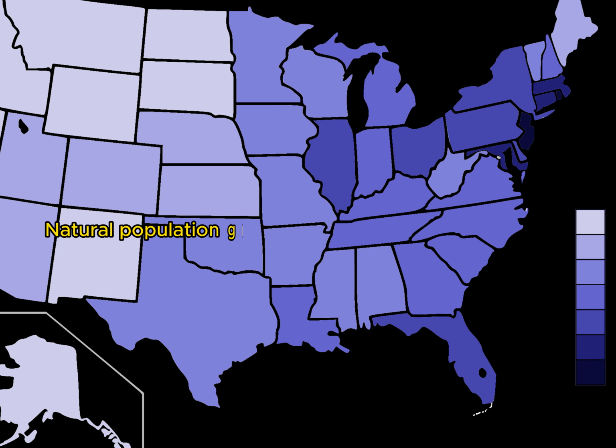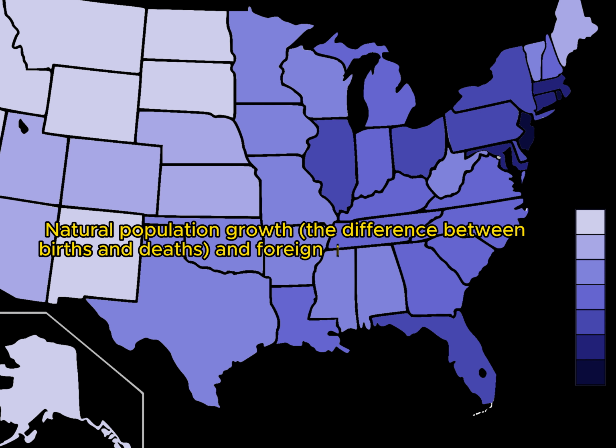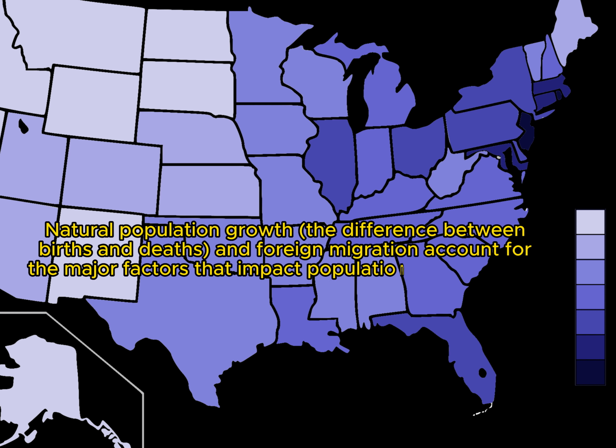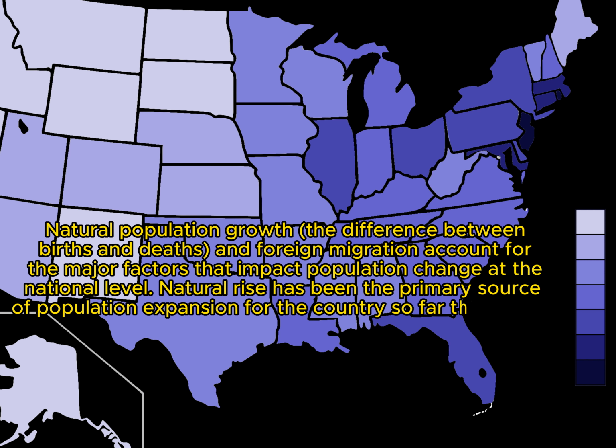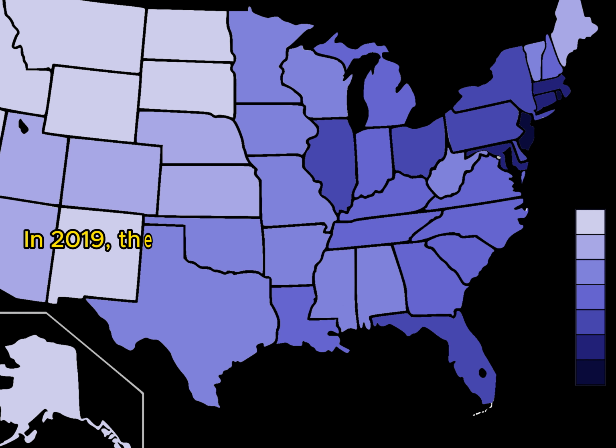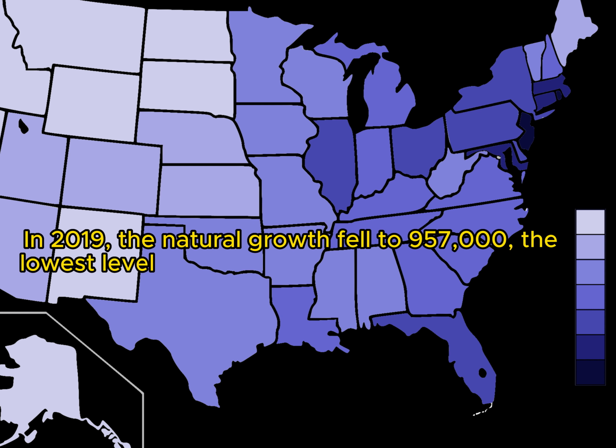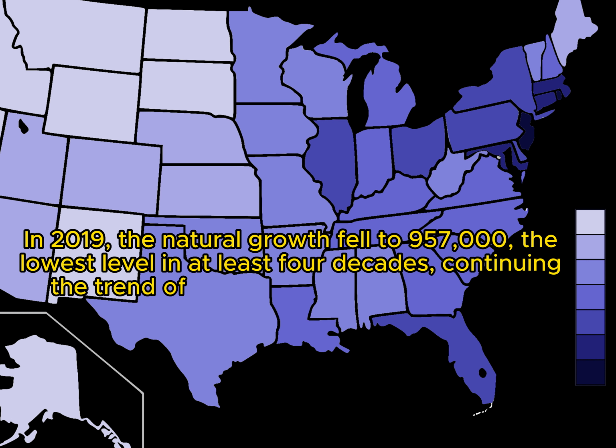Natural population growth. The difference between births and deaths and foreign migration account for the major factors that impact population change at the national level. Natural rise has been the primary source of population expansion for the country so far this decade. In 2019, the natural growth fell to 957,000, the lowest level in at least four decades, continuing the trend of fewer births and more deaths.